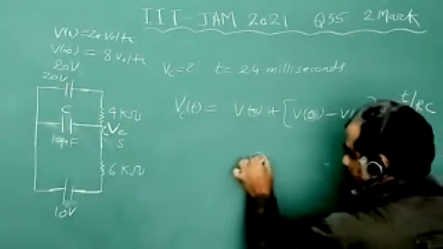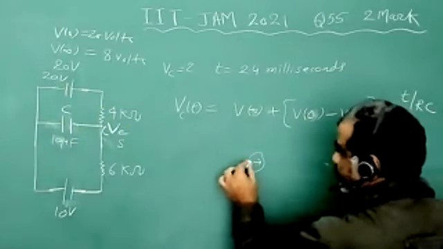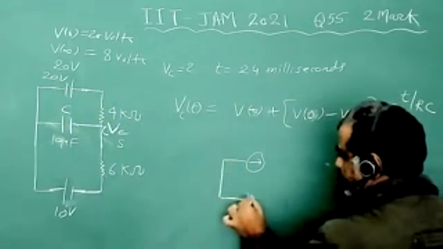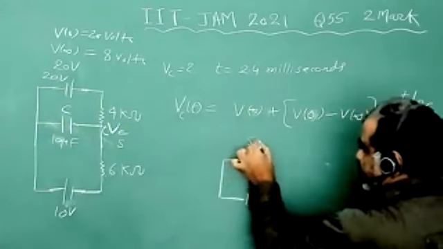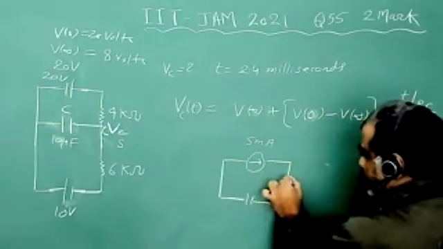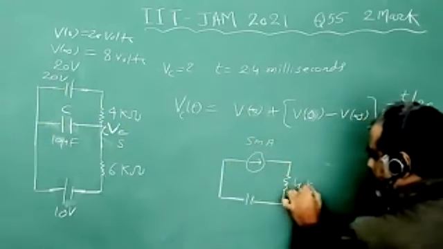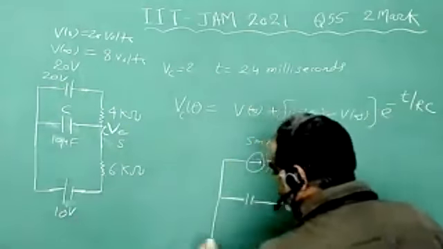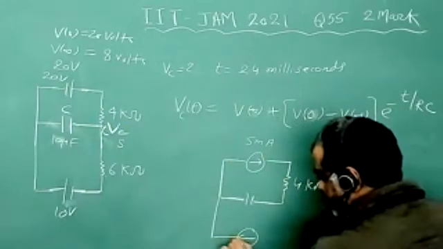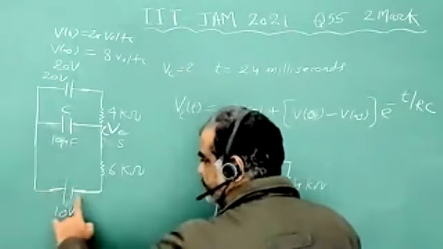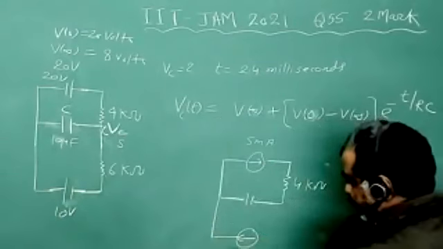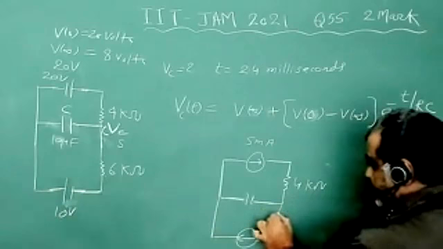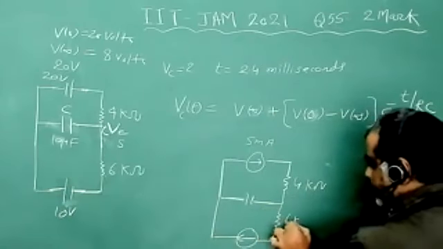So I apply the source transformation technique. This will become my 5 milliampere source, and here I have a 4 kilo ohm resistance. Similarly, this is my 1.66 milliampere source. The current direction is always from negative to positive. This will be a current of 1.66 milliampere, and I have one resistance of 6 kilo ohm.